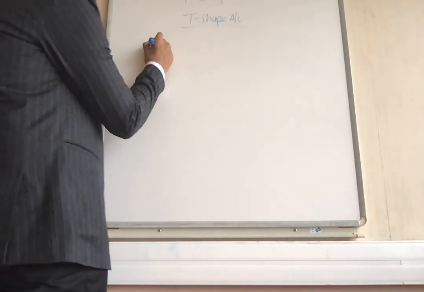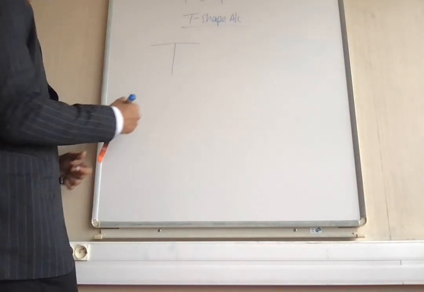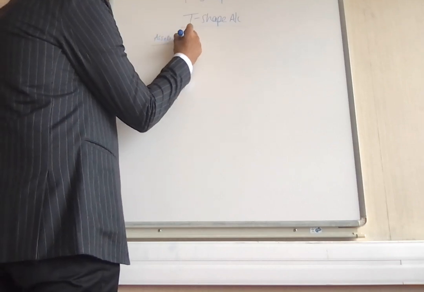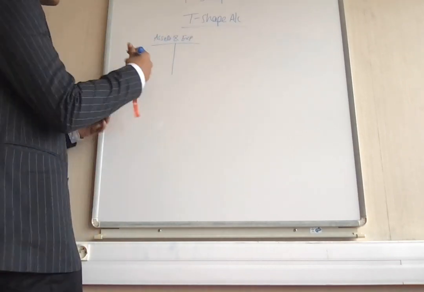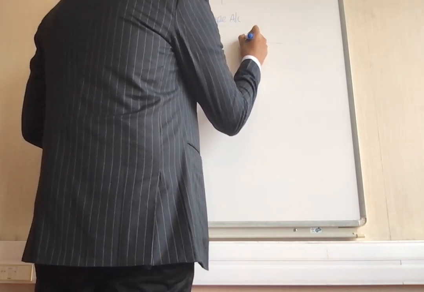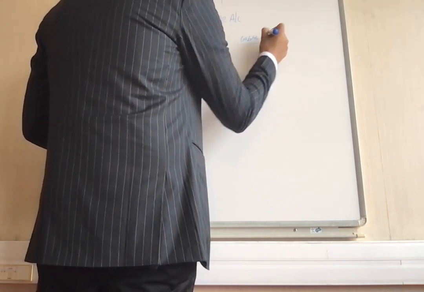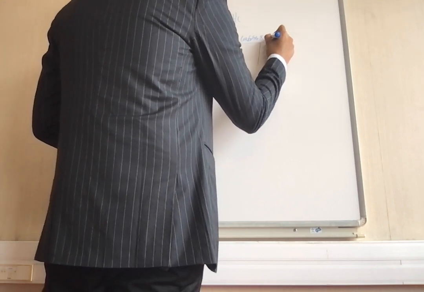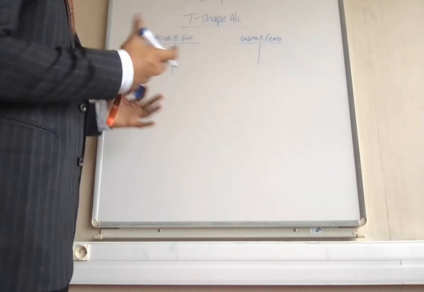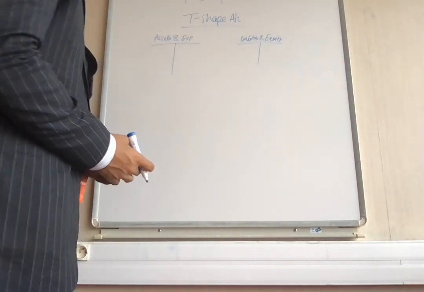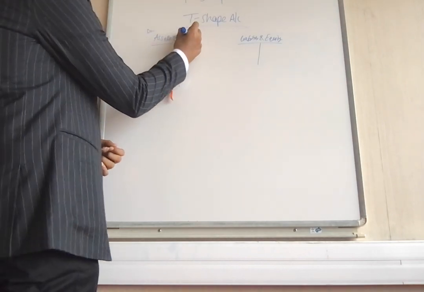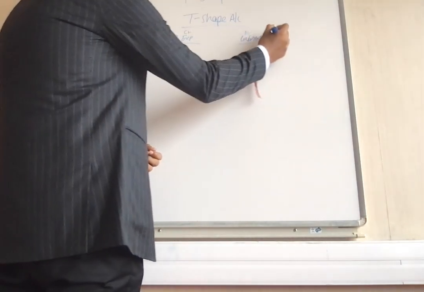We can divide that into two categories, okay? First you have assets and expenses. So all the accounts for assets and expenses, and then you have accounts for liabilities and equity. So what we do is we make T-shaped accounts for them, okay? And again, T-shaped accounts are gonna have a debit side and a credit side.